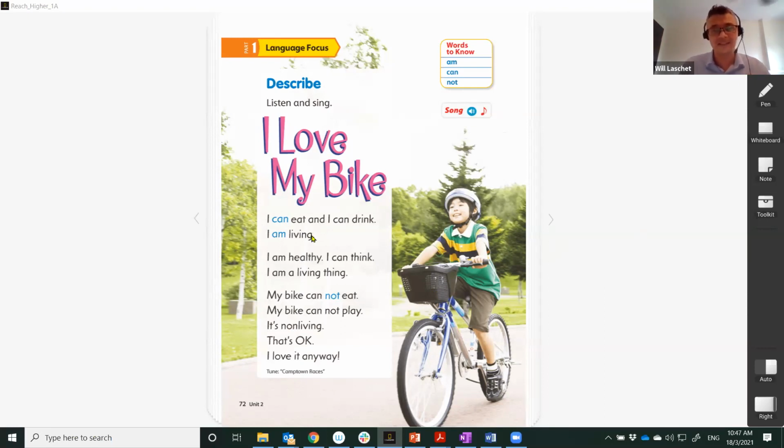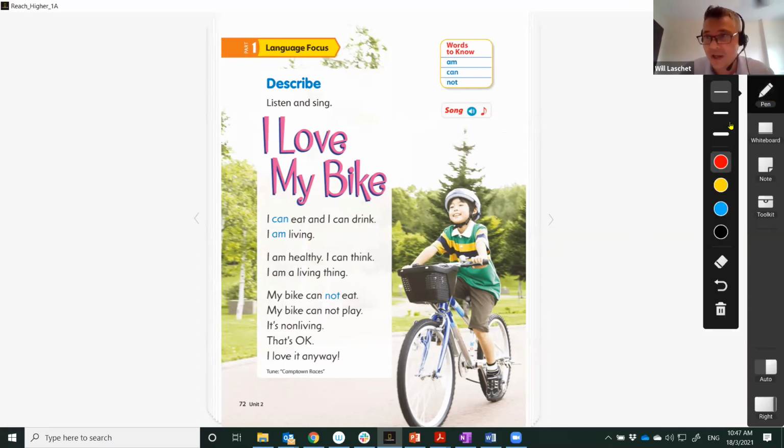If you are finding that a song like this is maybe too difficult for some of your students to sing, what I like to do is I sing it and I highlight some of the words and get them to say some of the words. So maybe they just say eat, drink, living, healthy, think. I will sing it, and I will say I can, and I can, I am, and I'll get them to sing the words like that. So if you are finding that it's too much for your students to do all of the words, you can just get them to focus on some of the words.